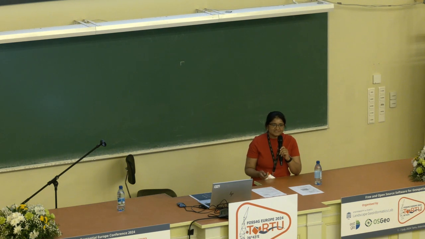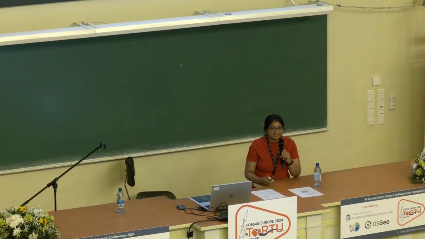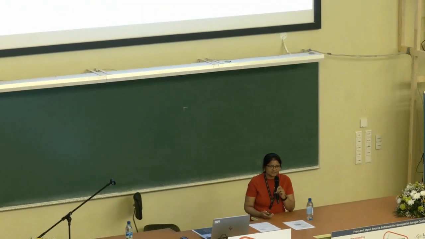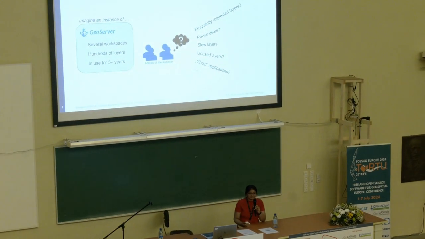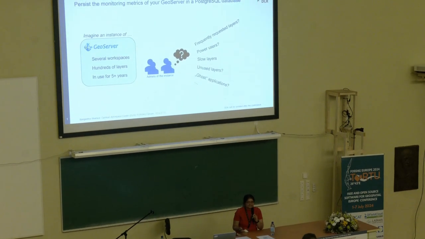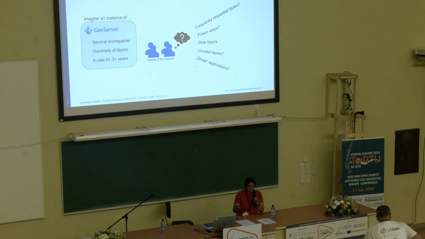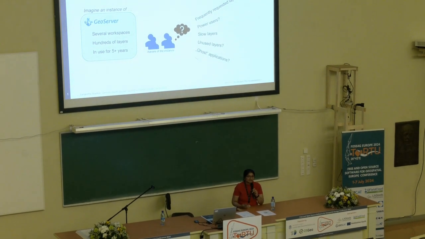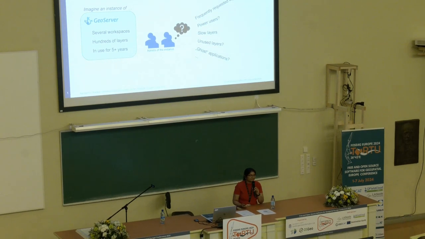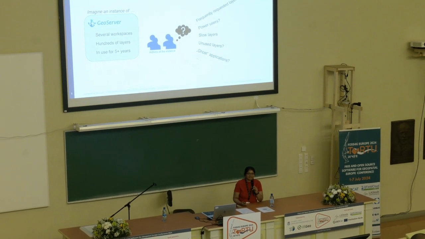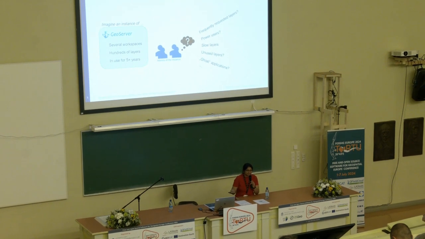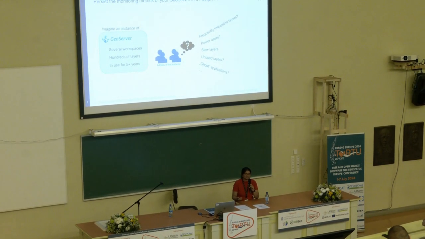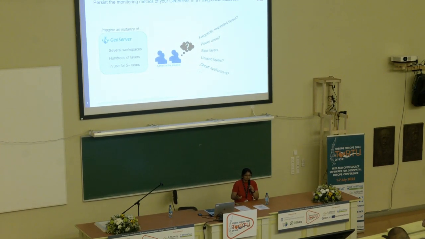And as admins of the instance, you might have several questions in your head. What are the layers which are frequently used? Are there some kind of power users for my GeoServer instance? Are there any layers that are really slow, unoptimized, and can be improved? Are there any unused layers which can be removed so that it's easy to maintain my instance? And are there any ghost applications that are just shooting requests at your GeoServer but not really being used by a lot of people?